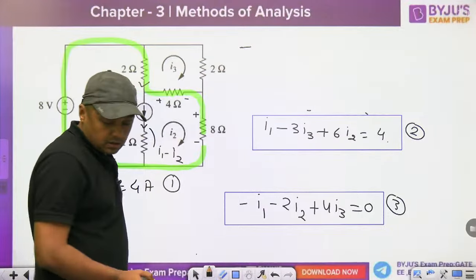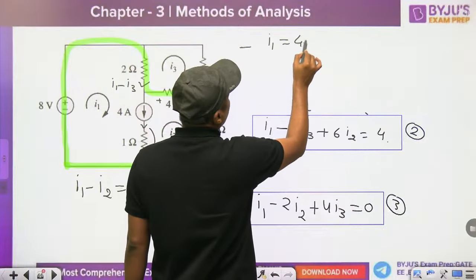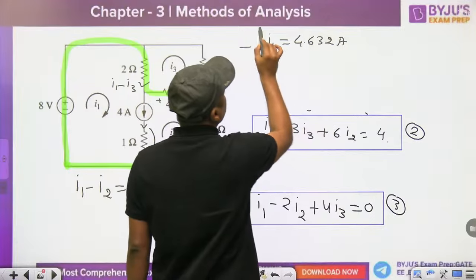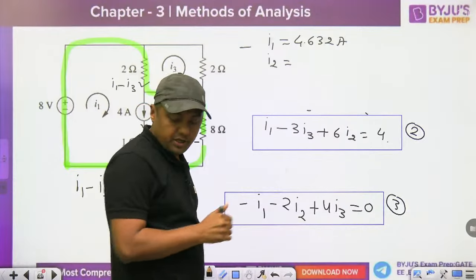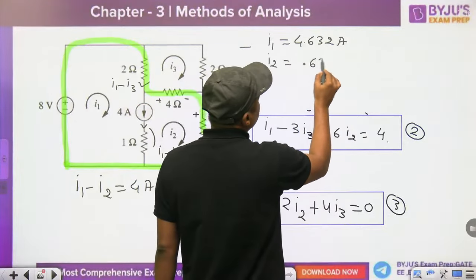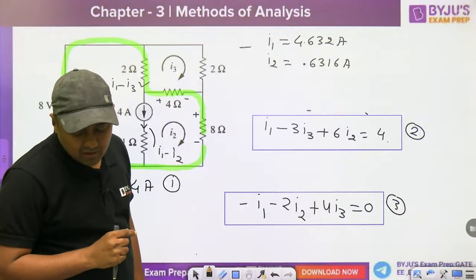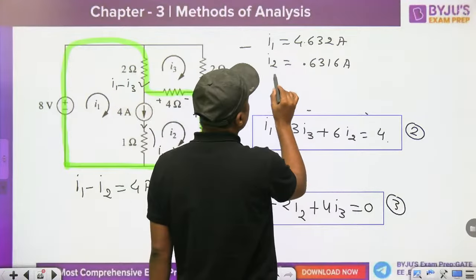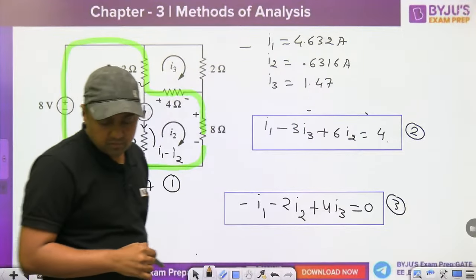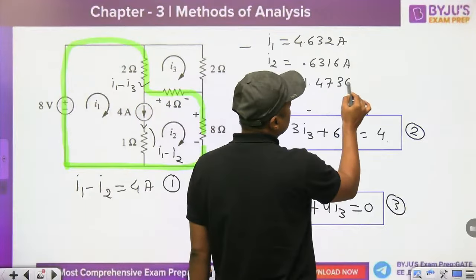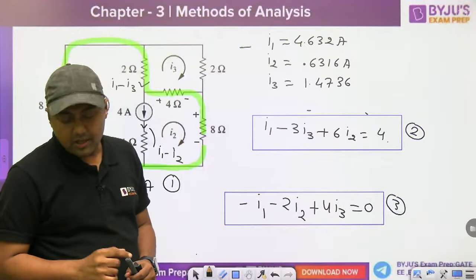Please note this. The first answer, I1, is 4.632 ampere. Then I2 you will find is 631.6 milliampere, meaning 0.6316 ampere. And 1.4736 milliampere, very small. That is the value you will find. I think this is in milliampere.